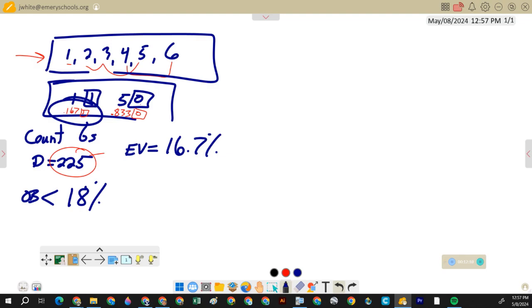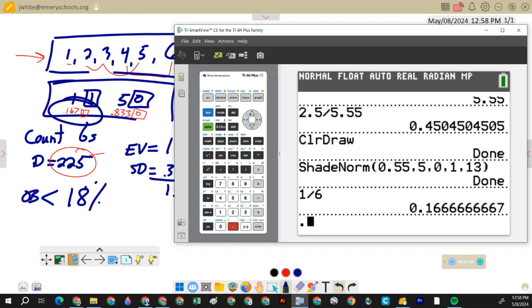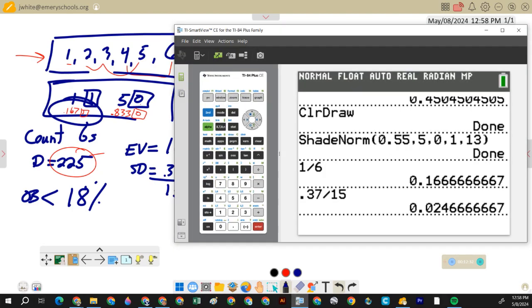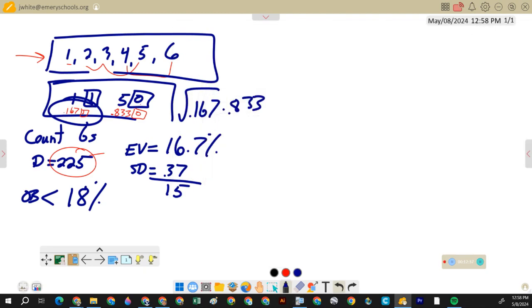Okay? And my SD is not going to change. It's still 0.37 because it's the square root of 0.167 times 0.833. And we got that in the last version. So now I need an SE average. So I divide this by 15. So 0.37 divided by 15, and then I change that to a percentage, 2.5%. Does everybody follow?